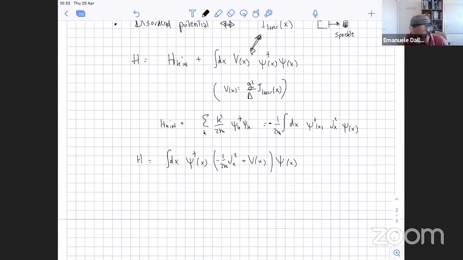Notice that this is the standard form of second quantization. So what you have here, essentially, is the Hamiltonian in the first quantization, right? This is just the Hamiltonian as you learned it in undergraduate first quantization. And in general, to go from first quantization to second quantization, you just sandwich this Hamiltonian of the first quantization with psi dagger on the left and psi on the right.